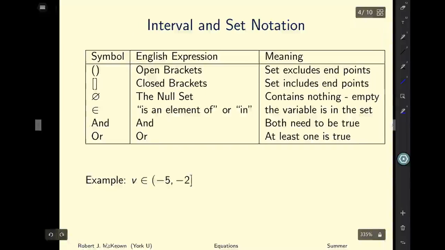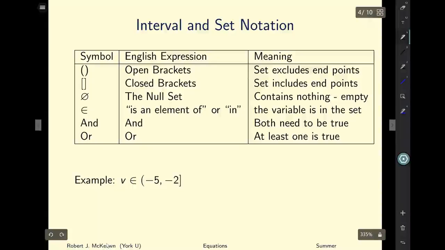Well, we've got a round bracket, and so v must be larger than -5.